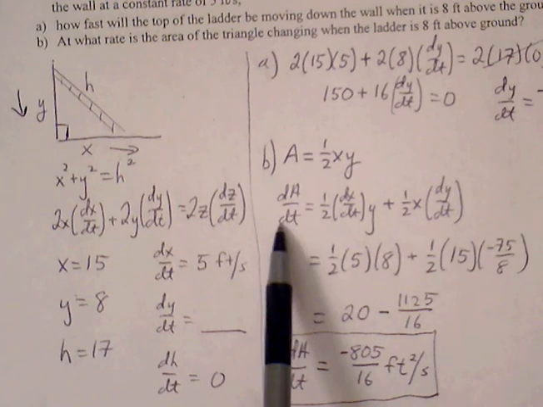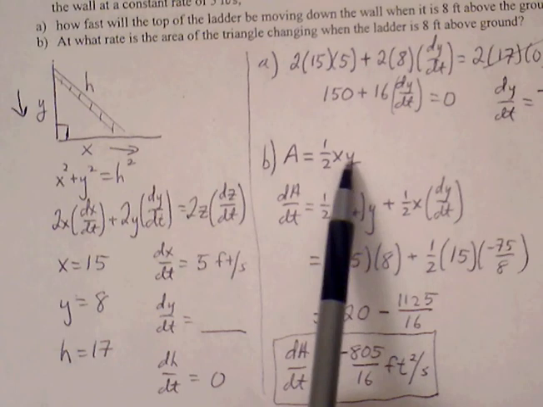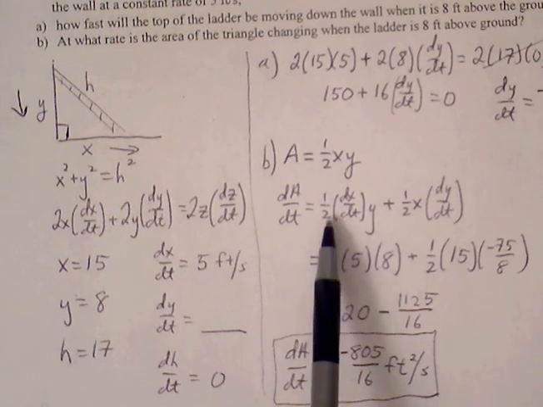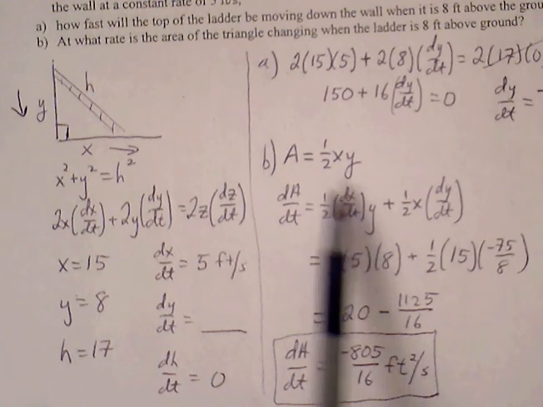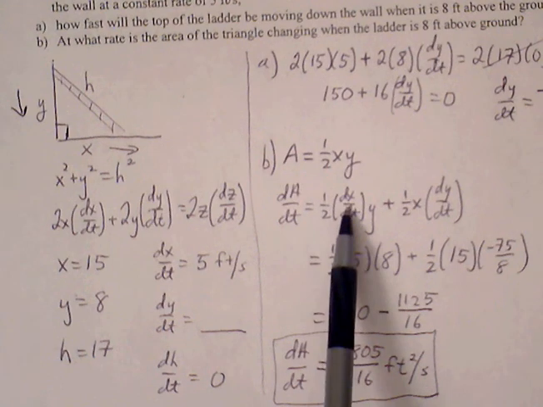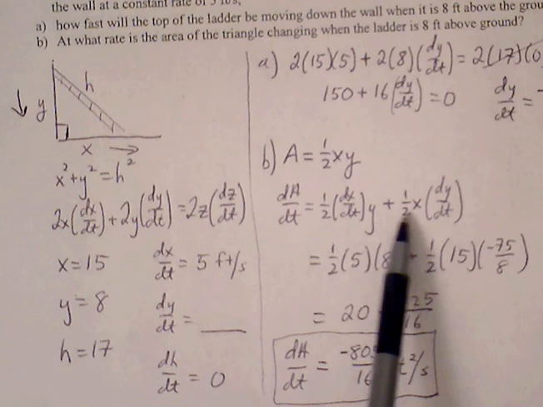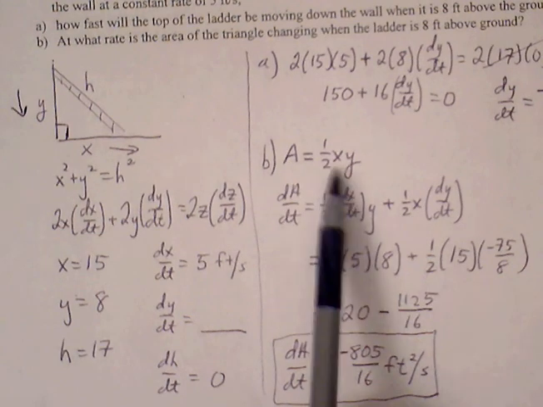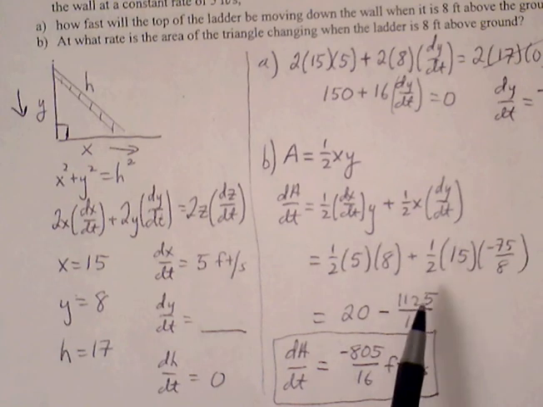A becomes dA/dt, but if we want to find the derivative of two variables being multiplied together, we have to go through the product rule. So f prime g plus f times g prime. F prime, the derivative of 1/2 x, is 1/2 dx/dt, the x disappears. G, so we bring down the y, plus f, so 1/2 x, times the derivative of y, dy/dt.